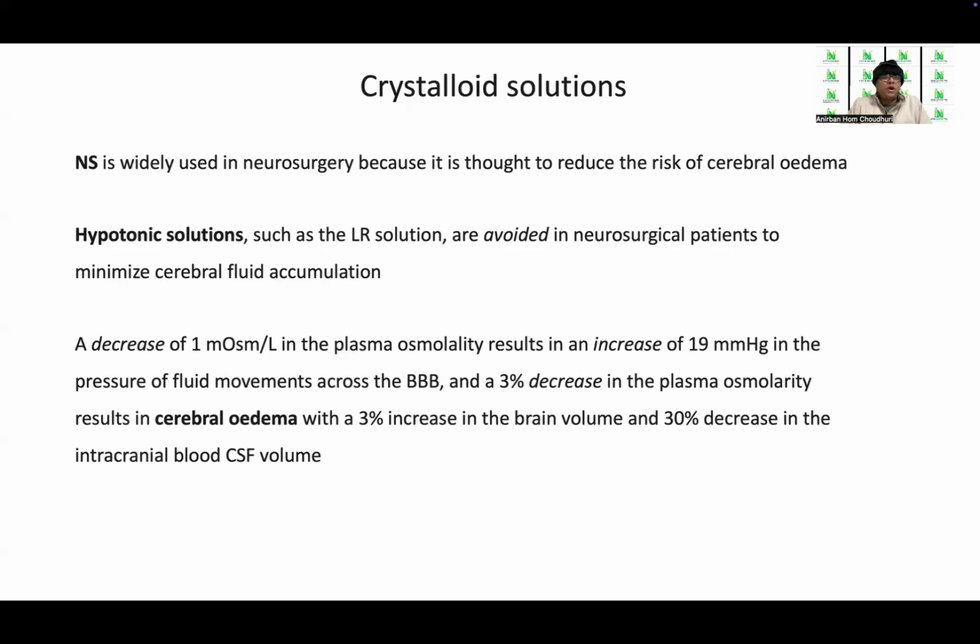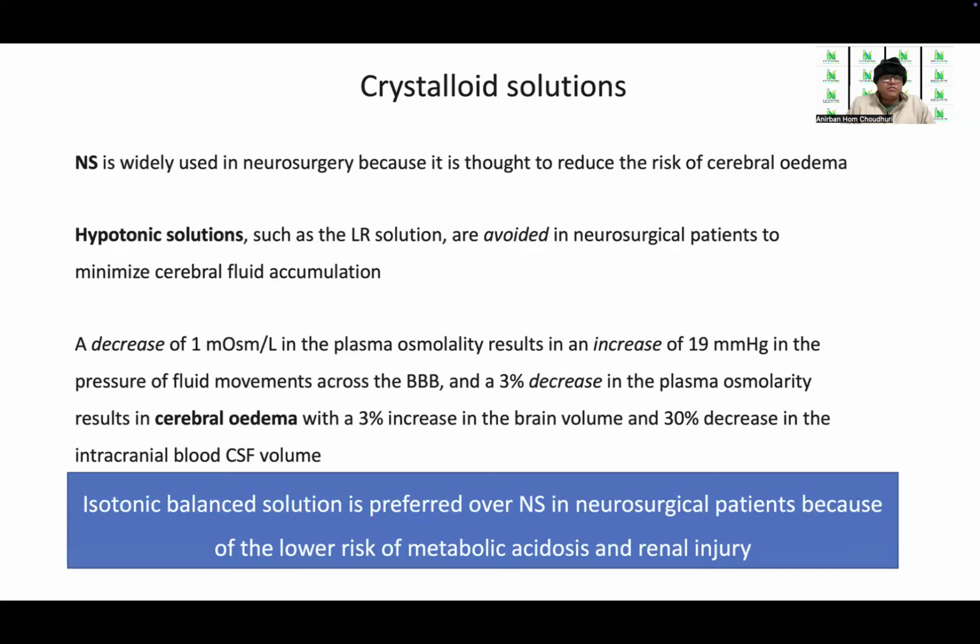A decrease of 1 milliosmol per liter in the plasma osmolality results in an increase of 19 millimeter mercury in the pressure of fluid movements across the blood-brain barrier, and a 3% decrease in the plasma osmolarity results in cerebral edema with a 3% increase in the brain volume and 30% increase in the intracranial blood CSF volume. So we can see how high are the risks of cerebral edema if we administer hypotonic solutions. So these solutions are avoided.